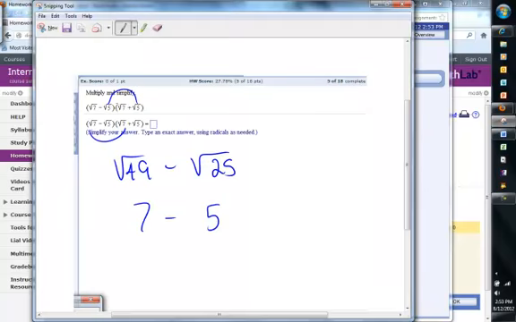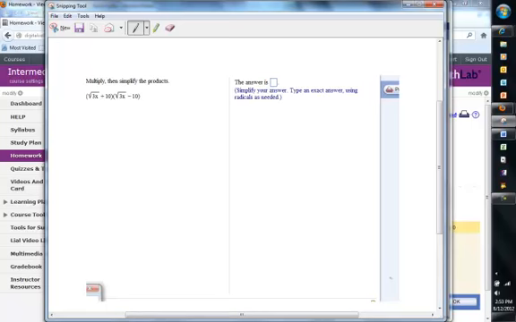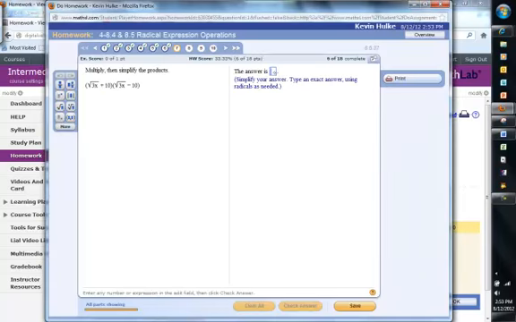All right, this one, as I said, all of these could be done on your calculator. This one can't because it's got an x in it. Square root of 3 times the square root of 3 is square root of 9, x squared, minus 10 times negative 10 is 100. Square root of 9 is 3, square root of x squared is x, so it's 3x minus 100.